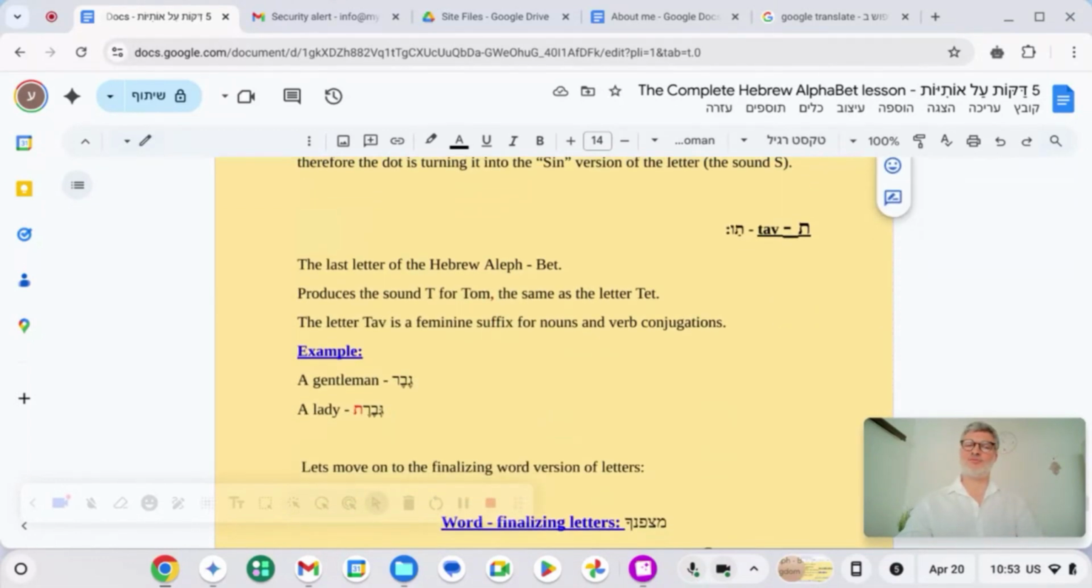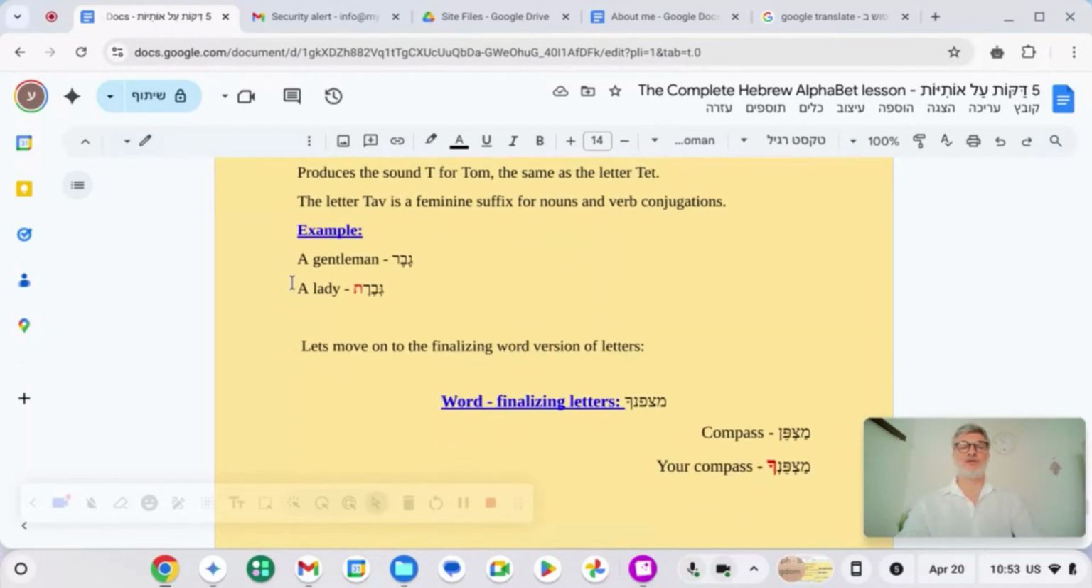The last letter of the Hebrew alphabet is the letter Taf. It produces the sound T for Tom, the same as the letter Tet, the ninth letter of the Hebrew alphabet. The letter Tav is also a feminine suffix for nouns, verbs, and other parts of speech in Hebrew. Example, Gever, a gentleman. Geveret, a lady.